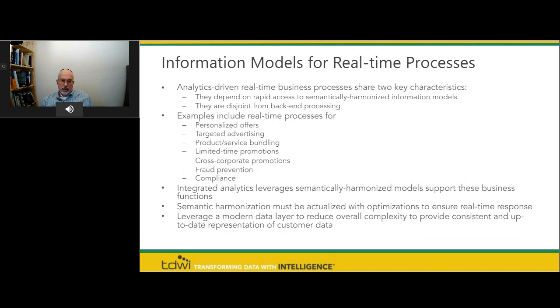Number three, maintaining accessibility and interoperability with different information models that support real-time processes. So analytics-driven business processes share two key characteristics. Number one, they depend on rapid access to semantically harmonized information models. And number two, they're disjoint from back-end processing. Now, in the traditional data warehouse architecture, the system is engineered to address that second point, and is not necessarily capable of providing that first one directly.